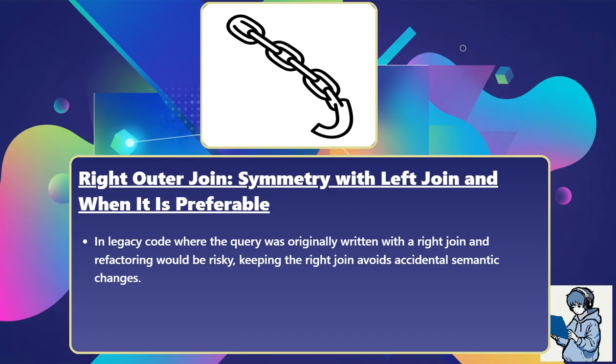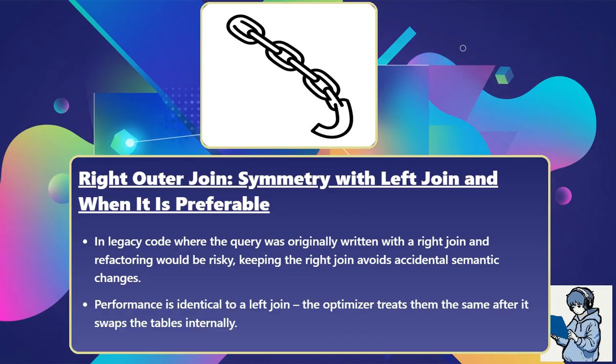It is also preferable in legacy code where the query was originally written with a right join and refactoring would be risky. Keeping the right join avoids accidental semantic changes. Performance is identical to a left join. The optimizer treats them the same after it swaps the tables internally.